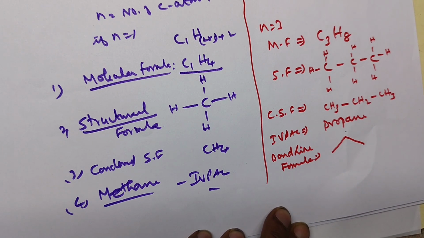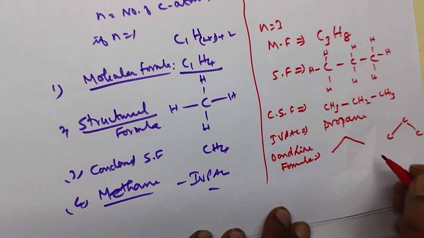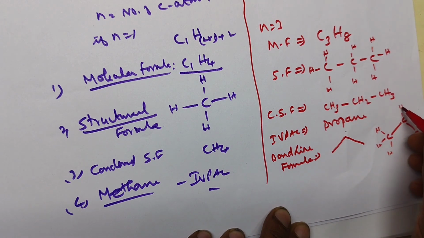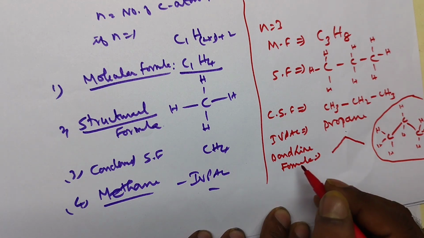If you check, assume that this is a carbon atom, this is another carbon atom, and this is also another carbon atom. Based on the valency, you fill up the hydrogen atoms, 1, 2, 3 only. Here, 2 bonds are already there, so you put 2 hydrogen atoms. Here 1, 2, 3. So without representing the atoms, just by lines, that is called the bond line formula.